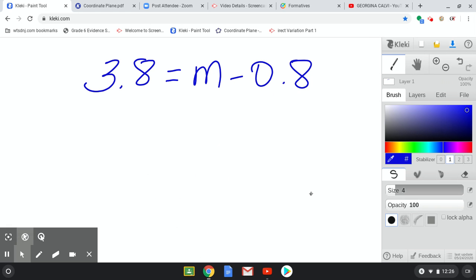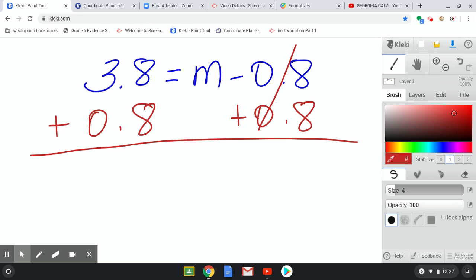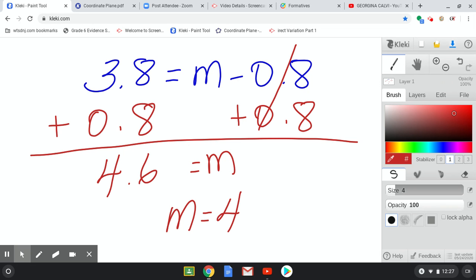All right, so here we are working with decimals. Doesn't change the process. We want our variable by itself, so we are going to get rid of this negative 0.8 by adding 0.8 to both sides. Don't forget, adding and subtracting decimals, you line the decimal up. So my variable is finally by itself. I would then add these two. And I would get m is equal to 4.6, always variable on the left side.